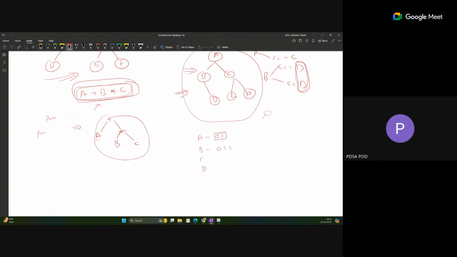Actually we are simply traversing from root to leaf, and we have a unique path for each node. Okay, so that is not possible. Okay. So that is called a prefix code. Okay.